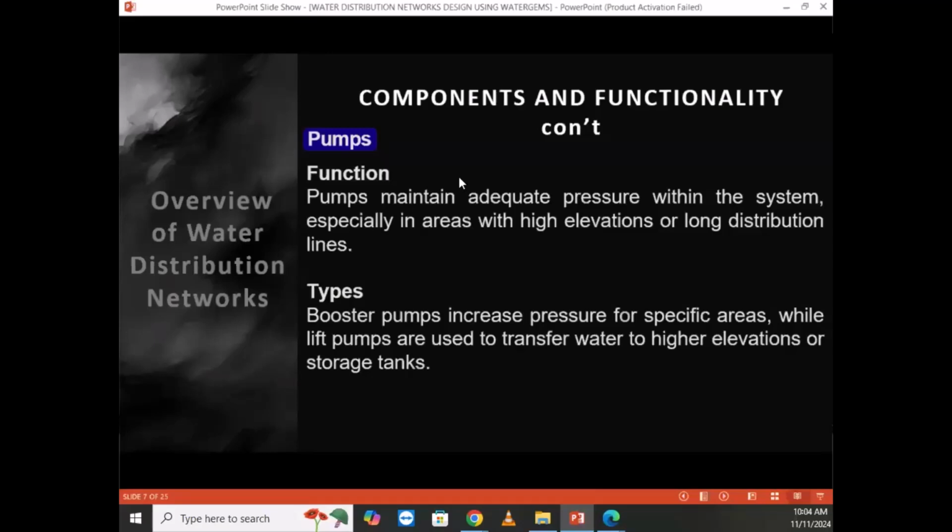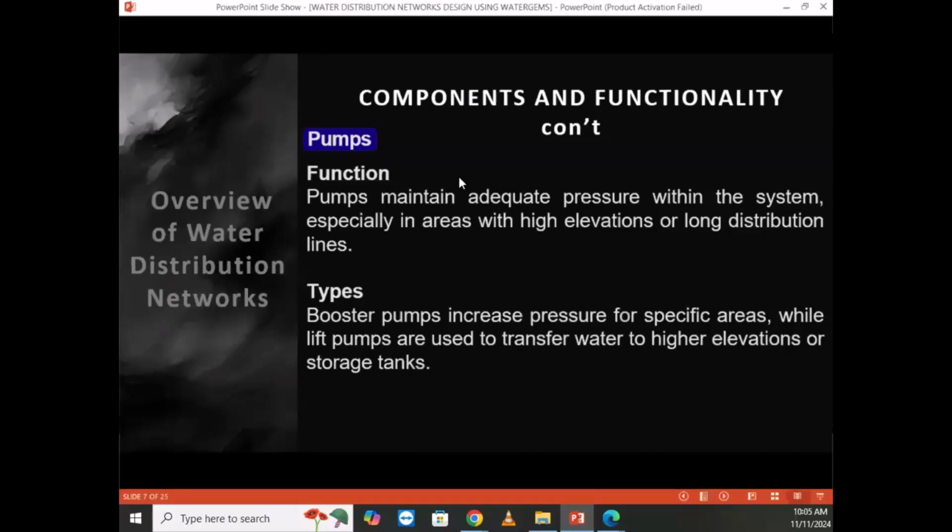We will have two types of pumps. As I said, we have booster pumps. A booster pump is when you want to boost your network. When there is a network which is carrying water from this place to this one, and the water is not reaching the final destination, you boost your water. That is a booster pump.